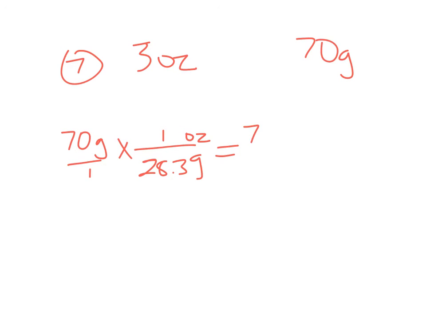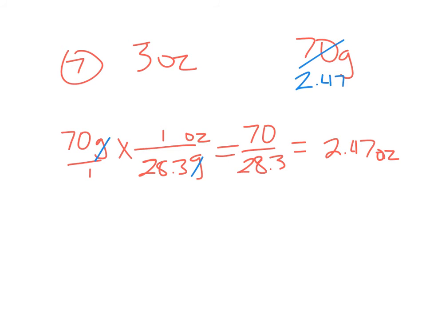Okay, so we get 70 times 1 is 70, over 1 times 28.3. So you're going to divide 70 by 28.3. And we were able to cancel out the grams, which is good because we want to get ounces. So what's 70 divided by 28.3? 2.47. Label? Ounces. All right, so we replaced this 70 grams with 2.47 ounces.